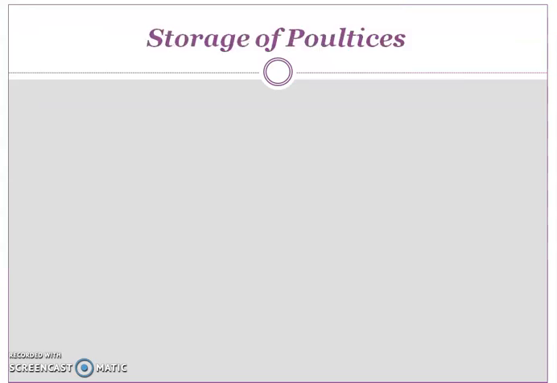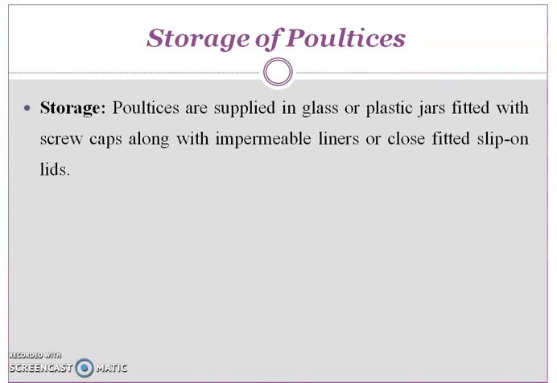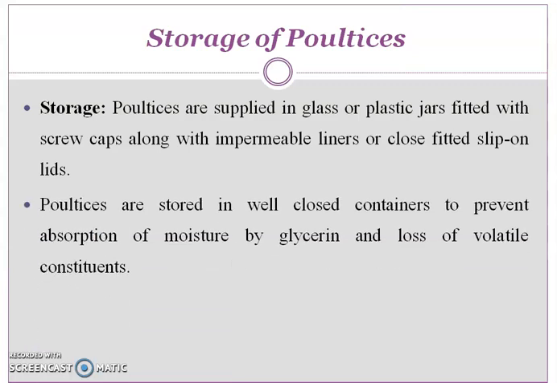Now let us discuss the storage of poultices. Poultices are supplied in glass or plastic jars fitted with screw caps along with impermeable liners or closely fitted slip-on lids. Poultices are stored in well-closed containers to prevent absorption of moisture by glycerin and loss of volatile constituents.